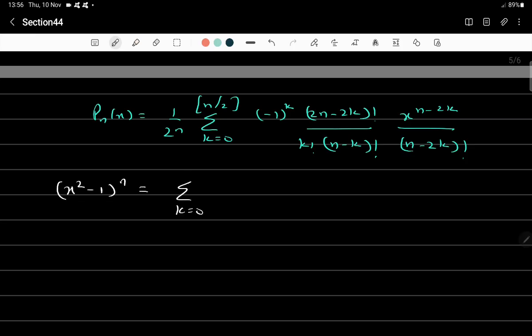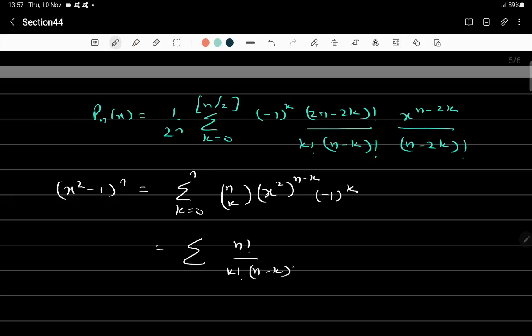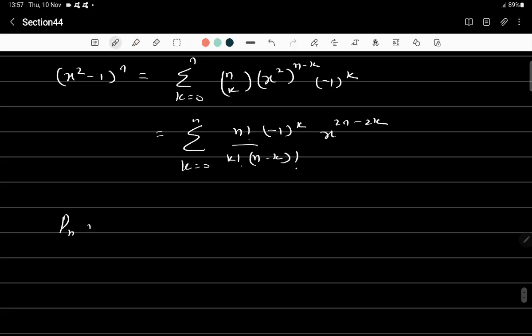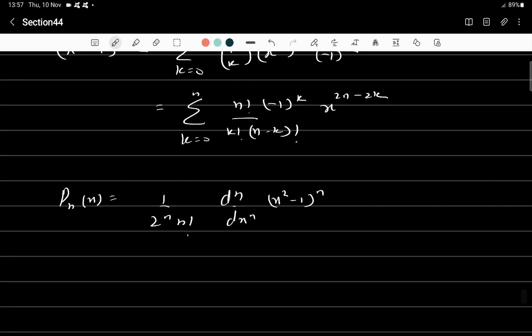So it is summation k from 0 to n, n choose k, (x²)^(n−k), (−1)^k, which can be written as n factorial over k factorial (n − k) factorial, (−1)^k, x^(2n−2k). Yes, so this is my binomial expansion. Now Rodrigues' formula says that Pn(x) is 1 by 2^n n factorial, d^n/dx^n of (x² − 1)^n. So I can substitute the value of (x² − 1)^n, which I just computed.